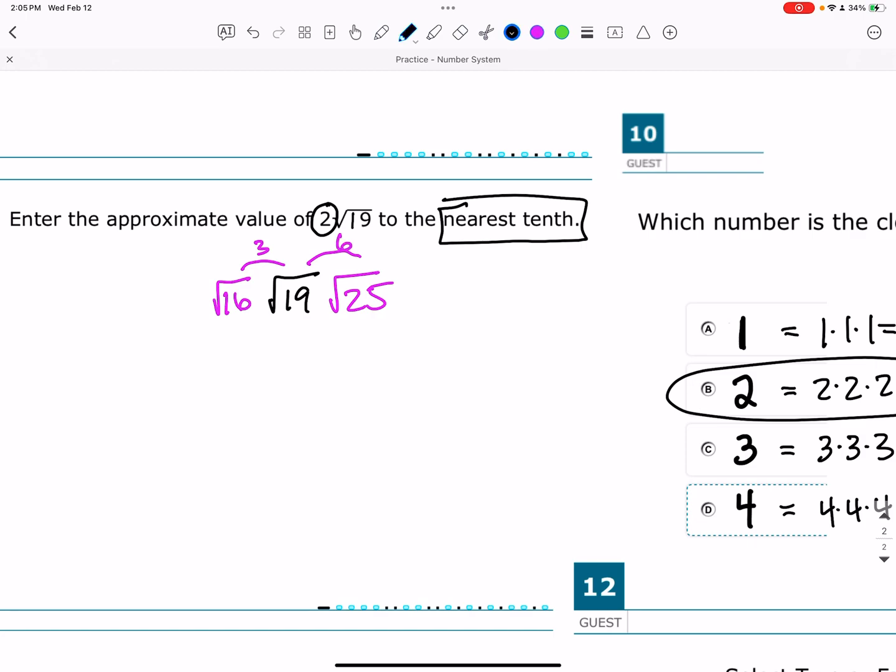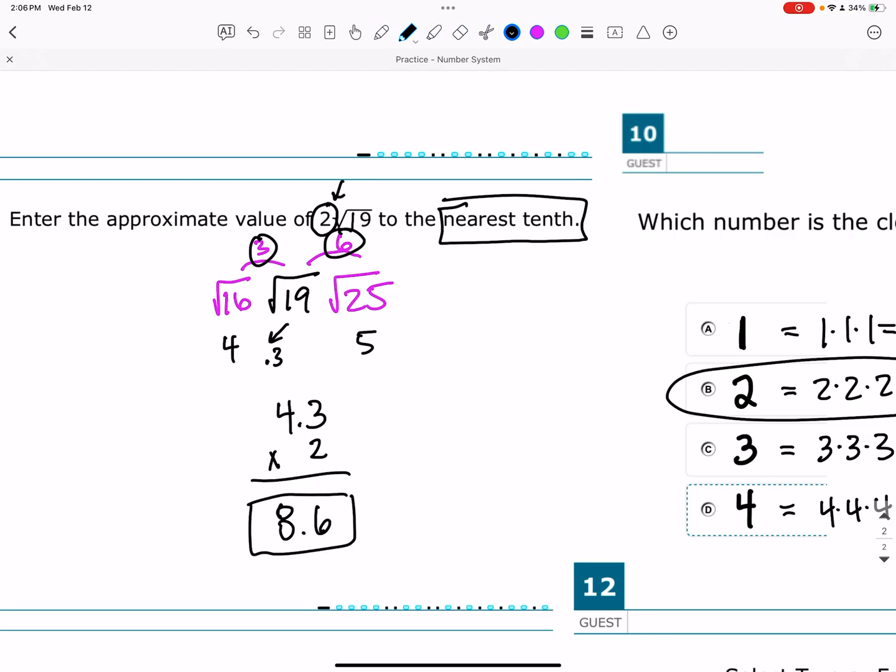So let's see. This is 4. This is 5. I would say it's probably in the 0.3 area, right? It's closer this way. It's probably in the 0.3 area. So I would say 4.3 because it's only 3 away from here. It's 6 away from there. But I have to multiply by 2 because it said 2 times the square root of 19. So I'm going to multiply this by 2. And I'm going to say 8.6 because I needed to say 1 decimal because it says nearest tenth.